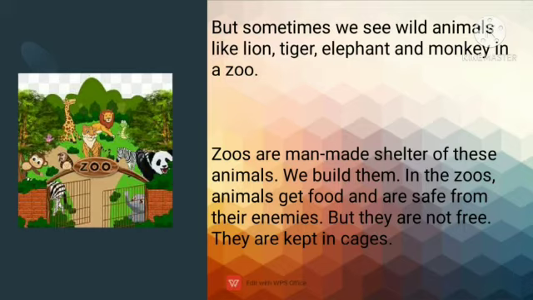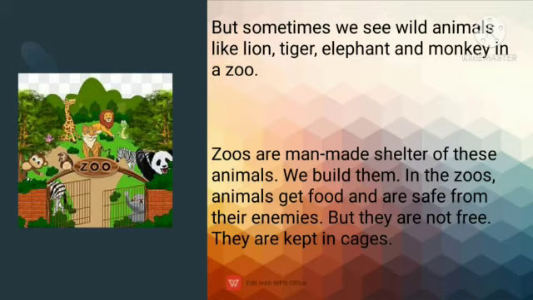But students, sometimes we see wild animals like lion, tiger, elephant, monkey in the zoo. You must have also seen such animals in a zoo. Zoo is a man-made shelter of these animals. Zoo is a man-made shelter because it is made by men. Men build the zoos for the animals.